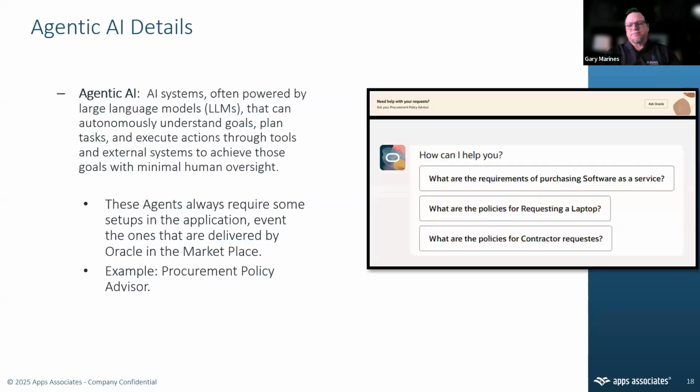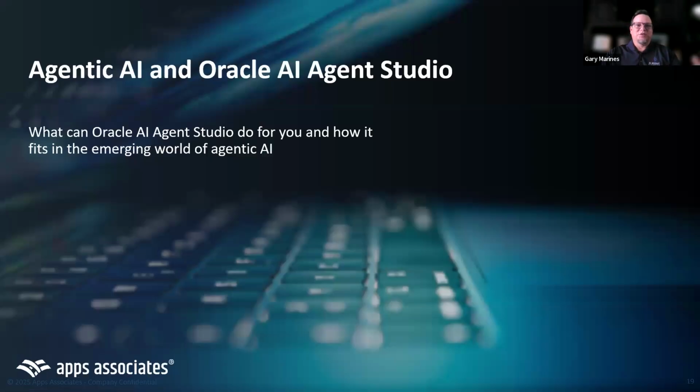Agentic, on the other hand, so we have AI agents that will retrieve policy information for you, take action on your behalf. They're integrated into the UI just like the other two versions. And these agents do require setup in the application. There are some templated ones delivered in the marketplace, and then you can also build your own. So there's a lot of things you can do here. Understand goals, plan, use human oversight to make sure you're not taking actions you shouldn't be, human in the loop.